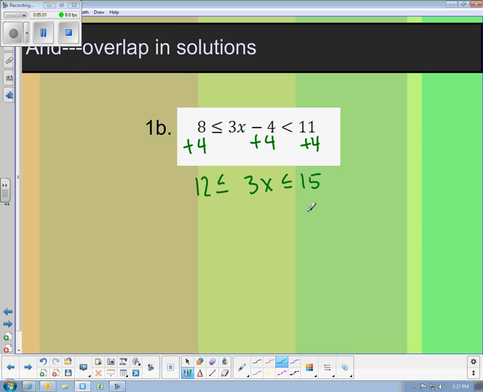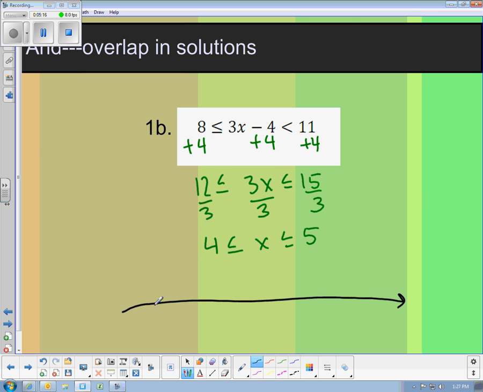And then I have to divide by 3 from all sides, all parts. 4 is less than or equal to x, which is less than or equal to 5. So now I'm between 4 and 5. Here's my number line. I'd have 4, 5. They're closed circles this time because of the less than or equal to signs. So closed circles, and I'm still shading in between.